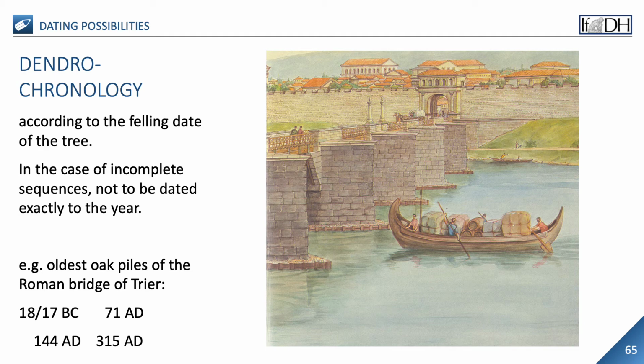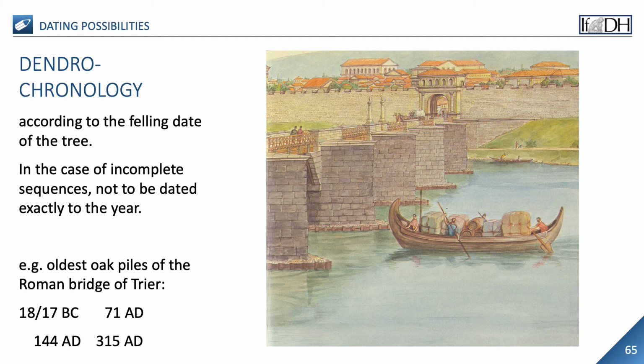The oldest oak piles of the Roman bridge of Trier, for example, are from 18 to 17 BC, 71 AD, 144 AD, and 315 AD. Since one would not expect the trees to have been stored for a long time, this method captures the date of construction and a series of repair works. However, the example also shows very clearly that there may well be a number of different dates for one object. This is also something to consider when modeling time, and is one of the reasons why I recommended event orientation in the database lesson.